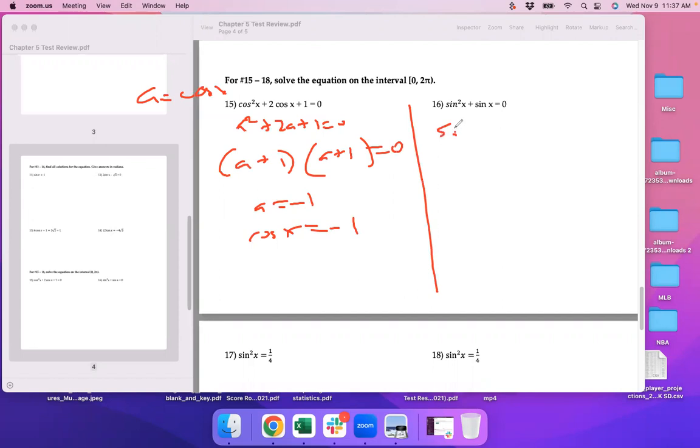Here, you can factor out sine x. So you get sine x plus 1 equals 0. I didn't have to use the letter a. And so sine x equals 0, or sine x equals negative 1.